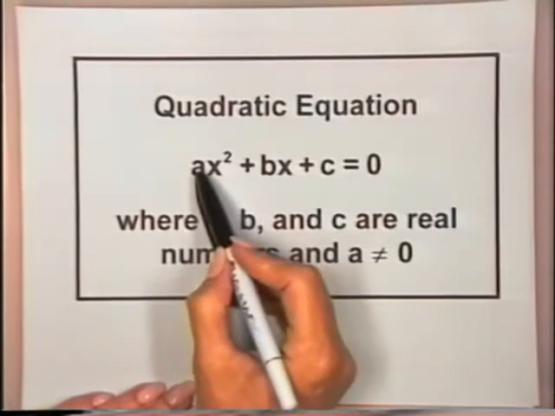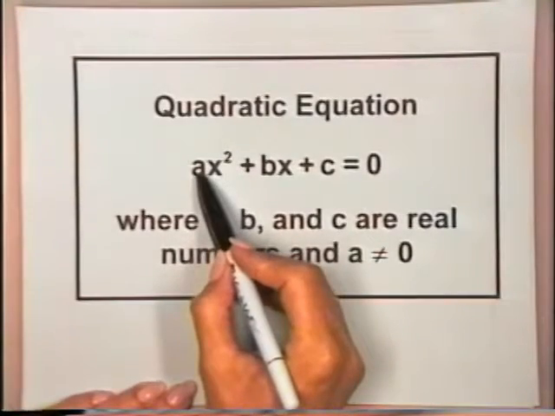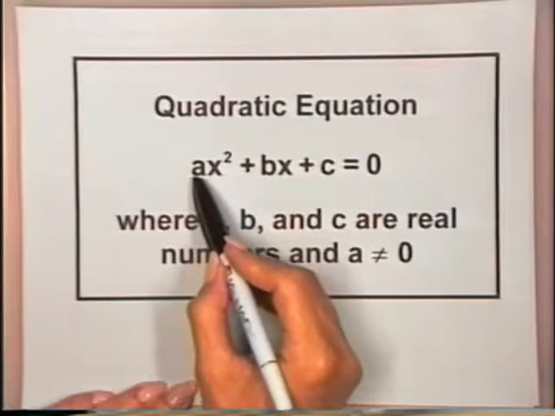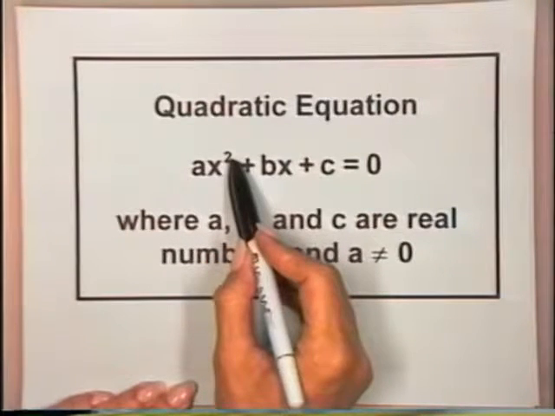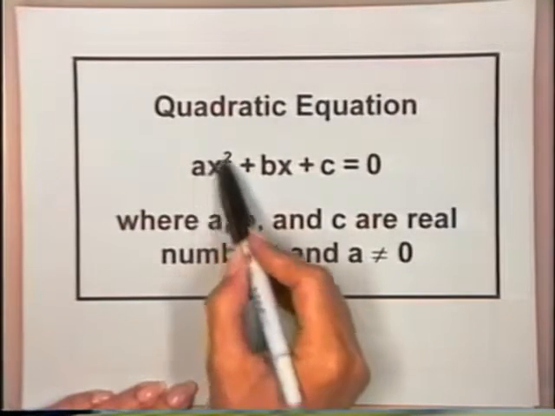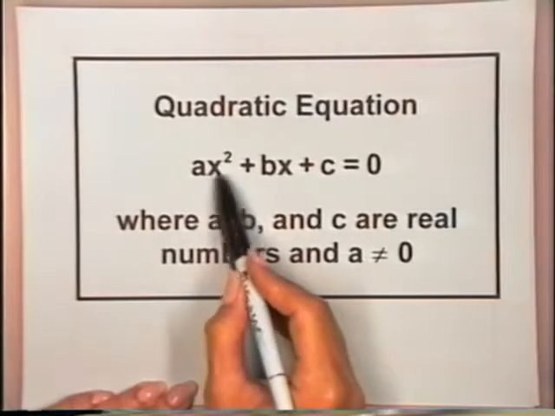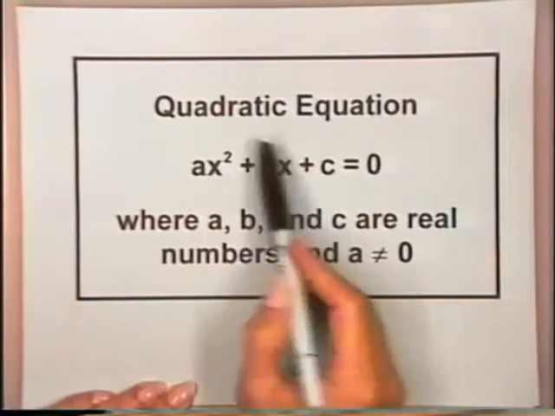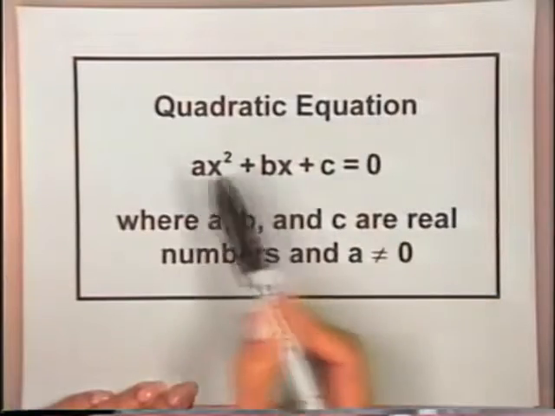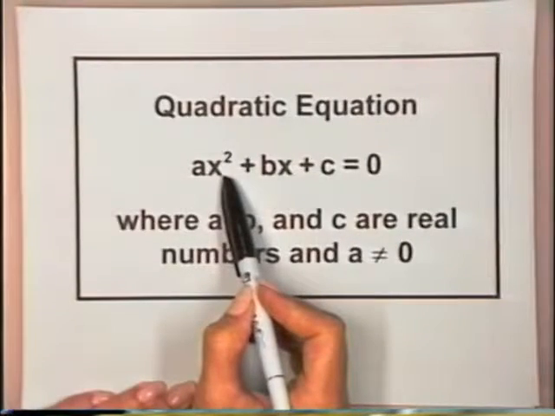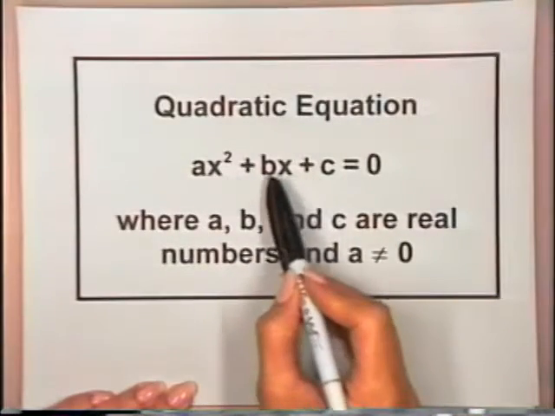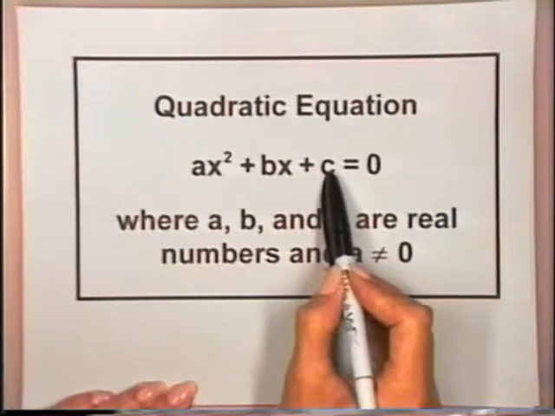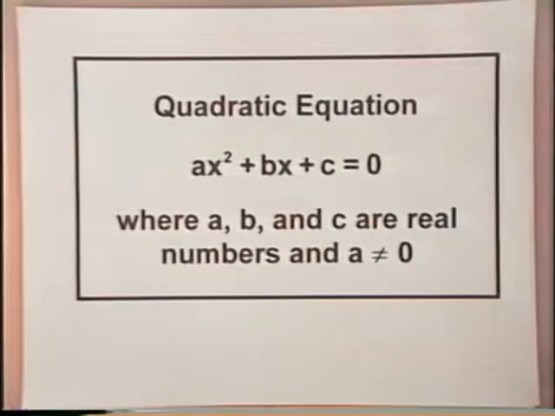Of course, if a were equal to 0, this would mean 0 times x squared, and 0 times x squared would be 0, which would mean that we wouldn't have an x squared term. A quadratic equation must have the x squared term. It may also have the linear term and the constant term.